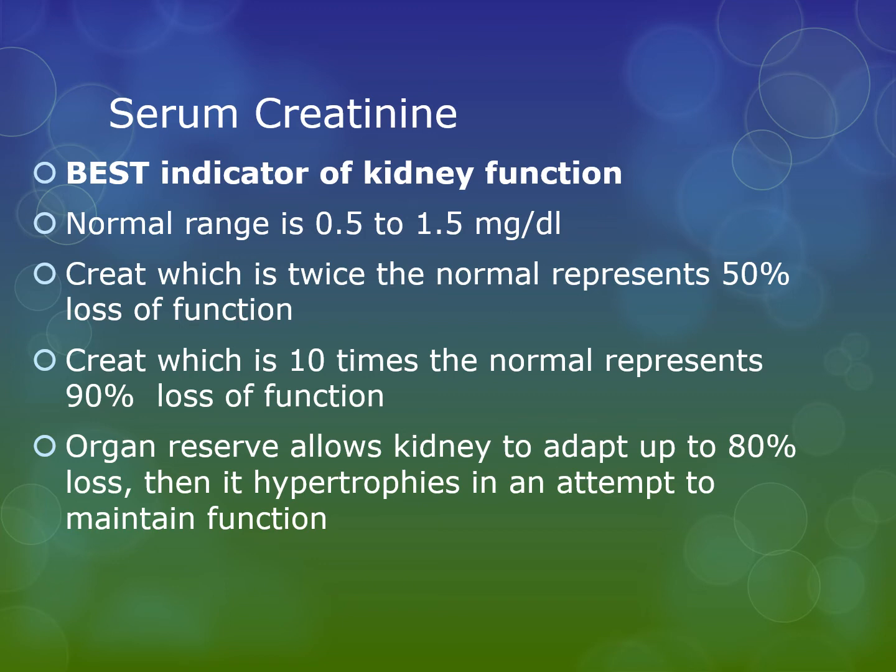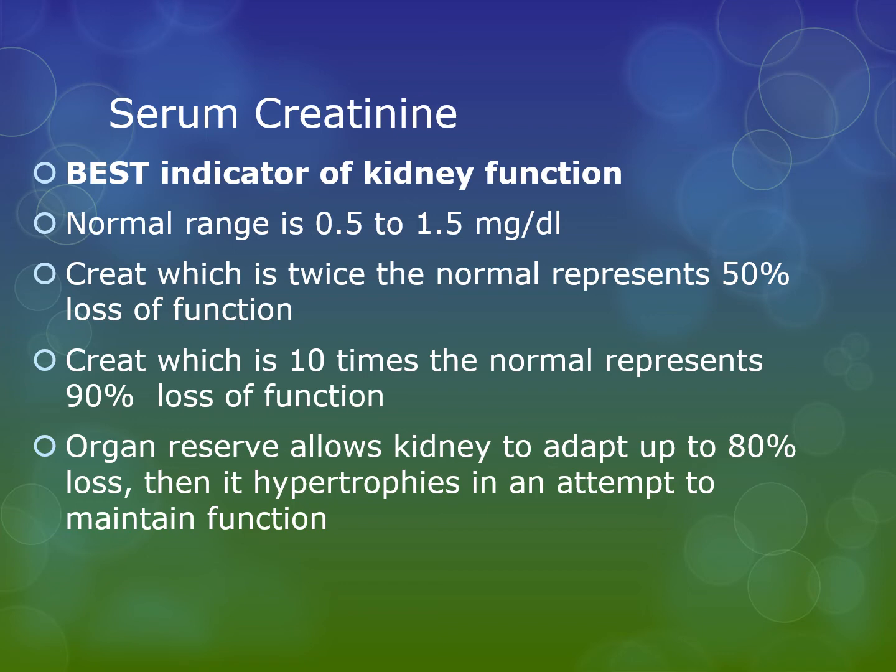Because a creat which is twice the normal, or 3, represents 50% loss of function. So any patient that's got a creat of 3 or above, we know that they are going into renal insufficiency. They're heading that direction. A creatinine which is 10 times the normal, or 15, that represents 90% loss of function and would likely result in the diagnosis of chronic renal failure or end-stage renal disease or uremia.